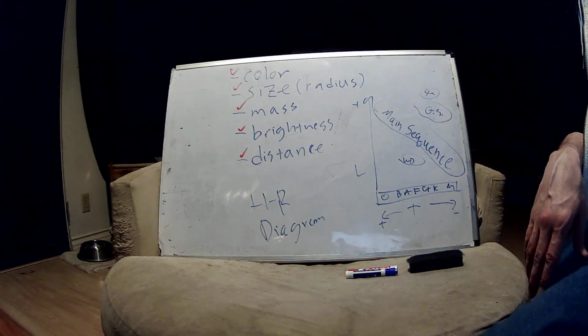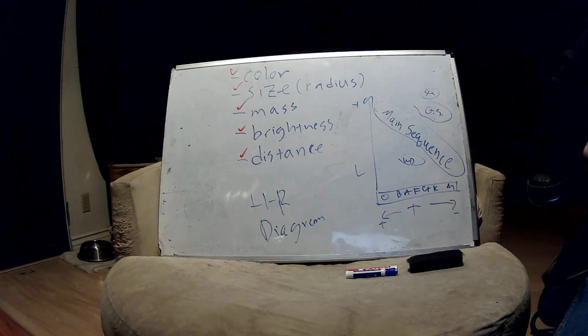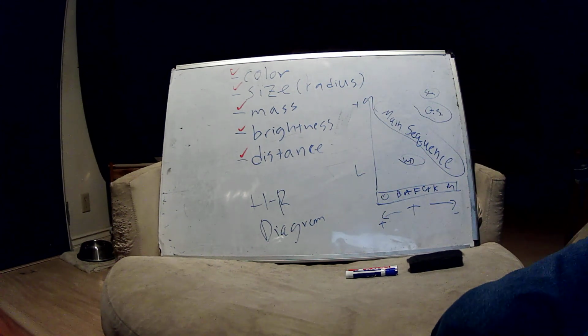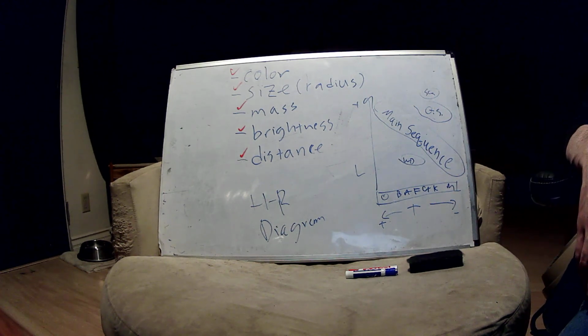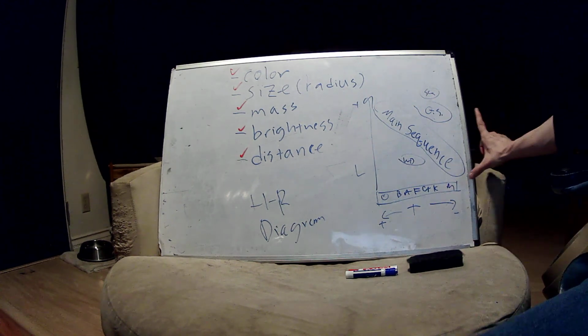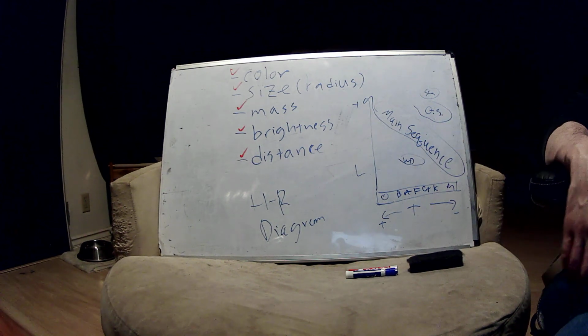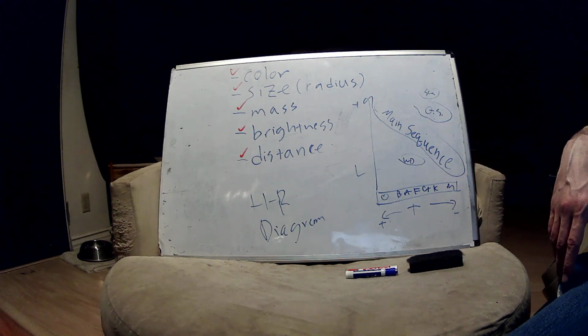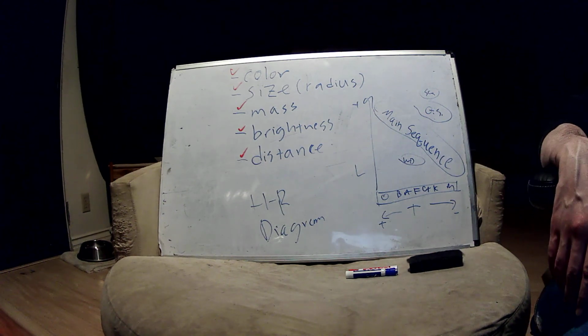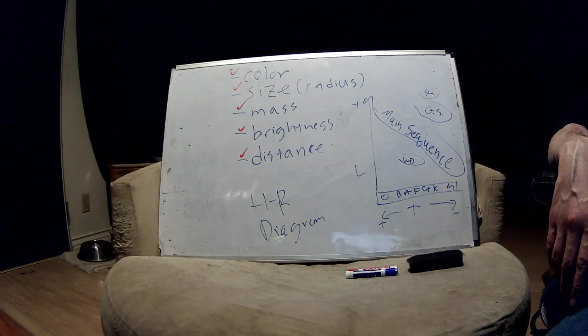In any case, that concludes our lecture on Chapter 10 and stars, their properties, and how they fit into the Hertzsprung-Russell diagram, the HR diagram. If you have questions before our next lecture, of course, you can get a hold of me through the normal channels.